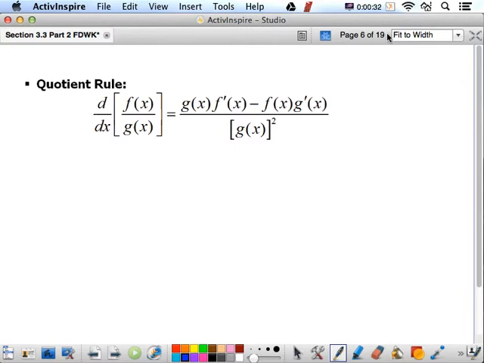which to me is a mess. It does look like the product rule on top. The only difference is rather than adding them, we subtract them, okay? But the bottom is just the original function squared.